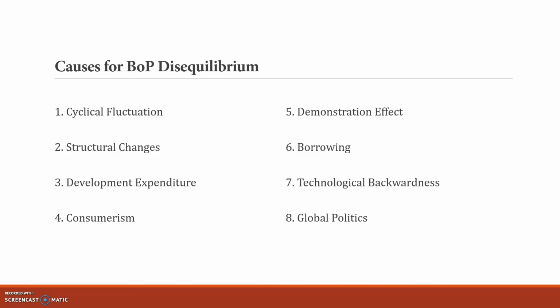So now we will see the causes for balance of payment disequilibrium. See, in this slide I have given only headings. I will explain. Okay, the first reason is cyclical fluctuations. We must know what is meant by cyclical fluctuations. That is, a trade cycle, there are 4 phases: depression, then recovery, boom, then recession. There are 4 phases of a trade cycle.